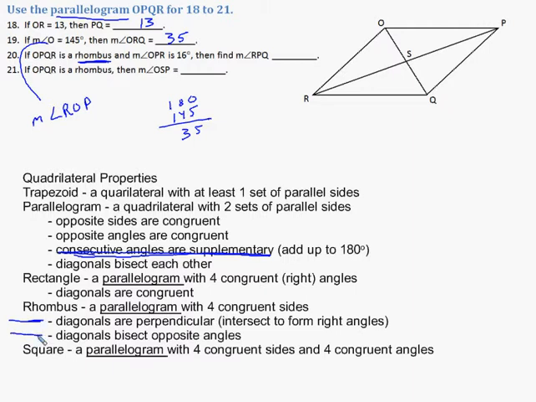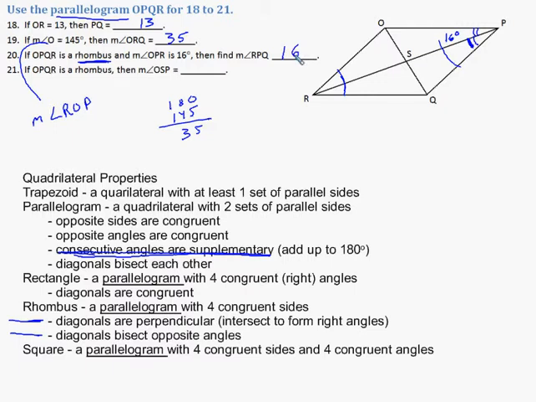So this one says if OPR is 16, OPR is 16, so that's this angle right here. If that's 16 degrees, what's RPQ? What's this angle? Well, because of what we just read, that diagonals bisect opposite angles, it's going to bisect this whole angle. It's also going to bisect this whole angle. And so if it bisects it, then this angle has to be 16 also.